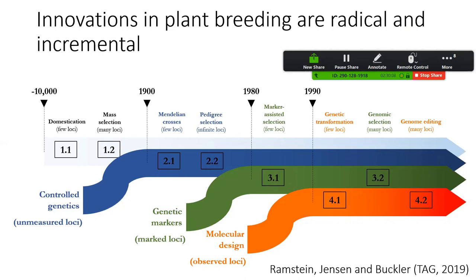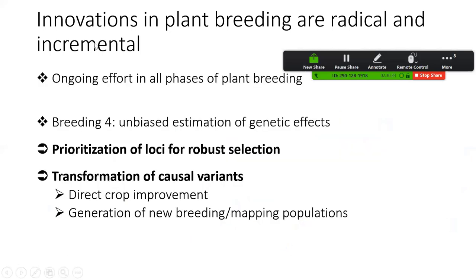But those innovations that were radical and created different phases in plant breeding were also accompanied by incremental innovations that allowed breeders to move from, for example, few loci to many loci, or also just apply their techniques more efficiently and more accurately. And so there are still ongoing efforts being performed in all phases.